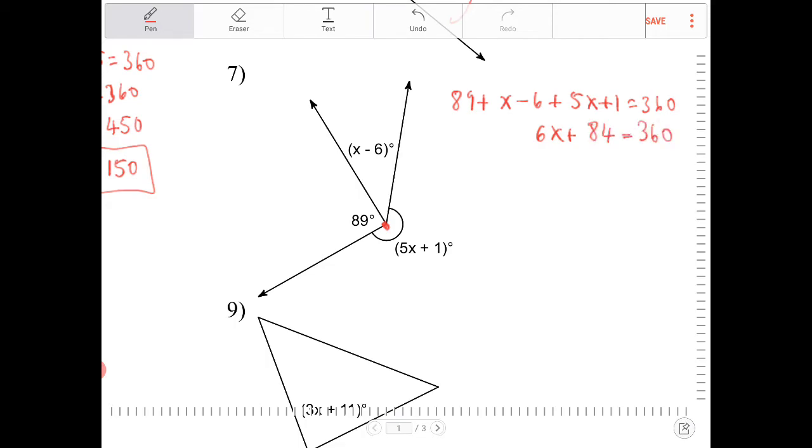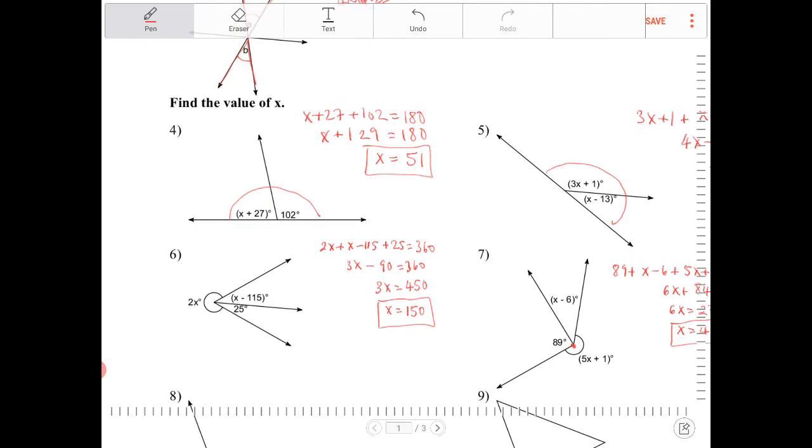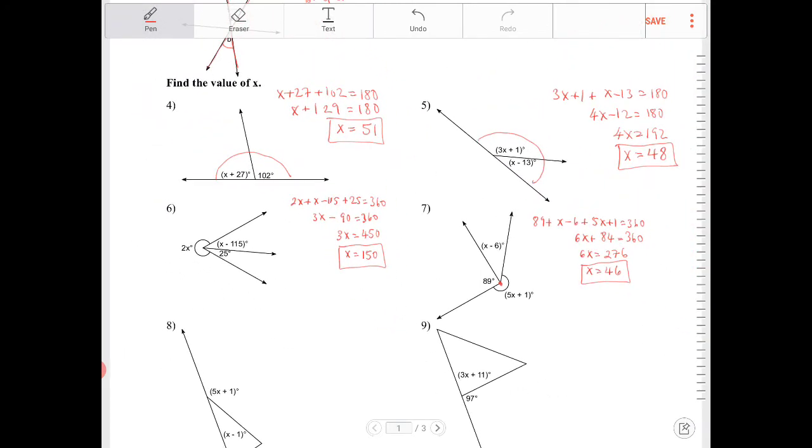Subtract both sides by 84. 6x will equal to, that will be 276. Divide both sides by 6. I end up with 46. And for all these, all I have to do is just solve for x.